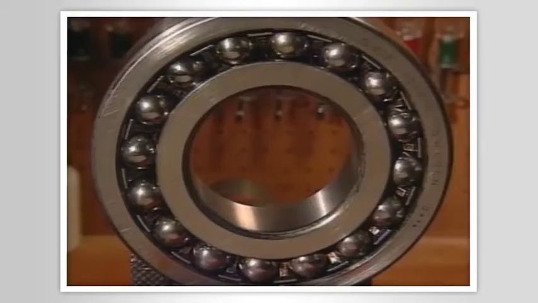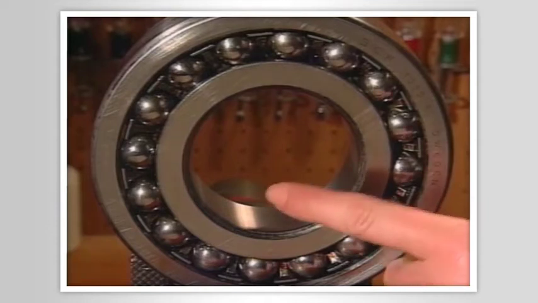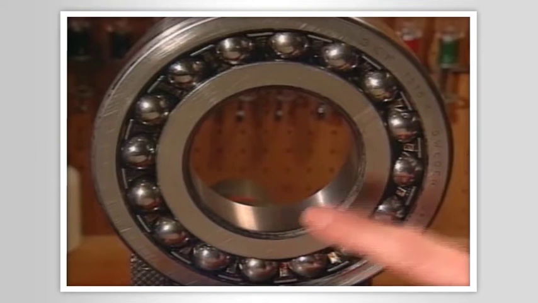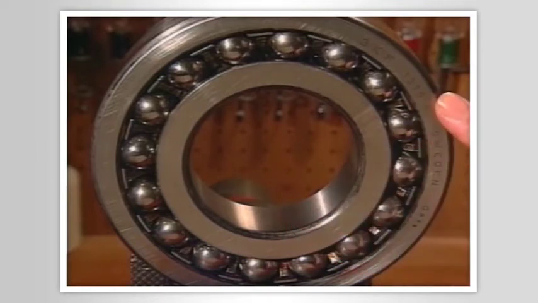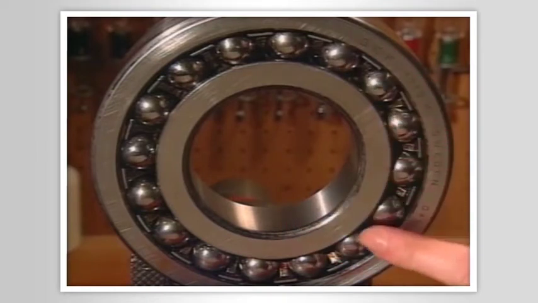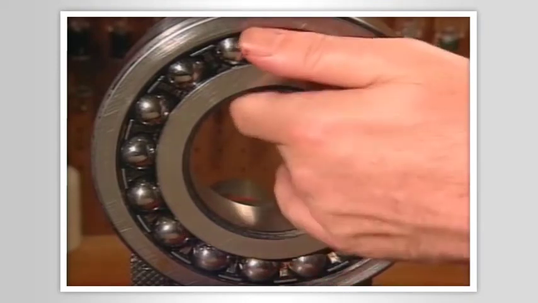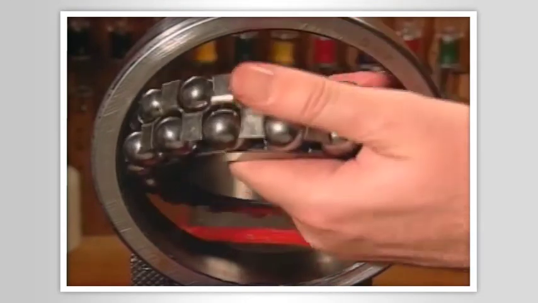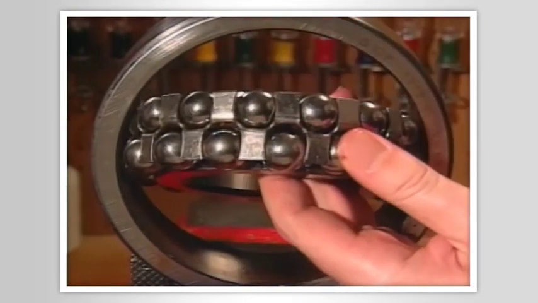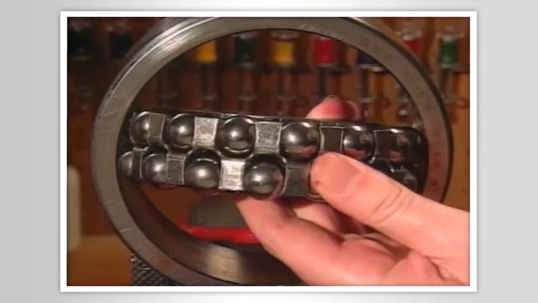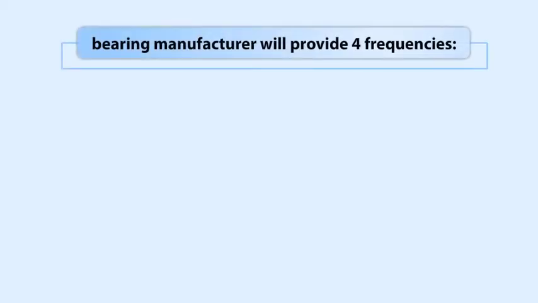So what is a bearing fault frequency? Well, an anti-friction bearing or rolling element bearing consists of four parts: the inner race, the outer race, the rolling elements, and the cage assembly. A problem or defect in any one of these four parts will generate a vibration at its own unique, predictable frequency. In fact, the bearing manufacturer will provide the four frequencies.